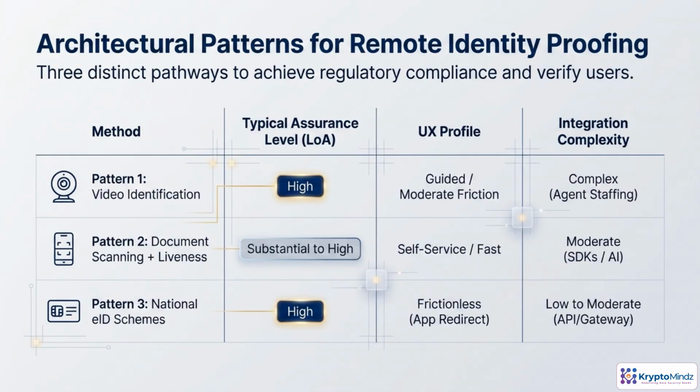Designing remote identity proofing is really about choosing between three trade-off profiles. Video identification delivers a high assurance level, but requires human agents and creates more friction and higher operational cost. Document scanning with liveness can still reach substantial to high assurance, while staying self-service and fast at the price of more advanced SDKs and AI. National eID schemes provide high assurance with a smooth redirect experience and relatively simple API integration.